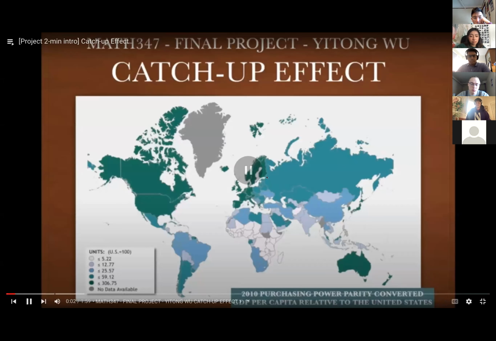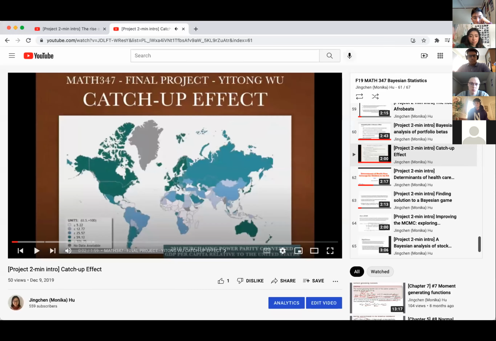Hi, everyone. All right, so that's the second one. And the third one is what we call the determinants of health care coverage for children in the US. And you'll see this one is actually a nice comparison between a Bayesian logistic regression and a regular logistic regression. Maybe some of you know. So I'm going to show the link now.